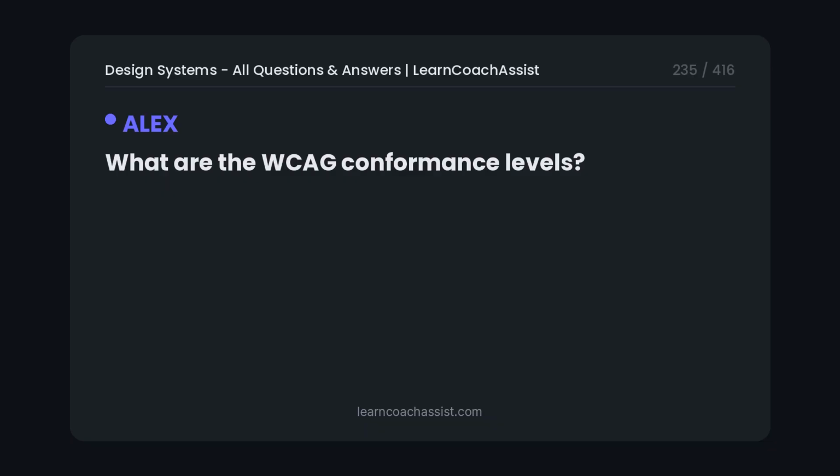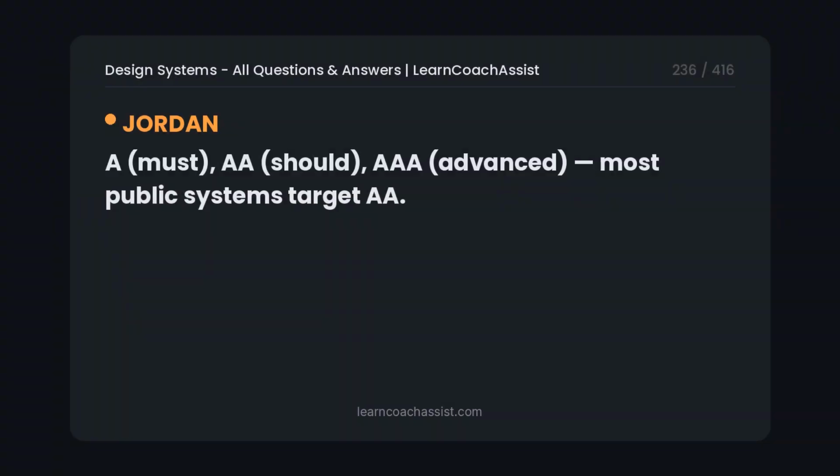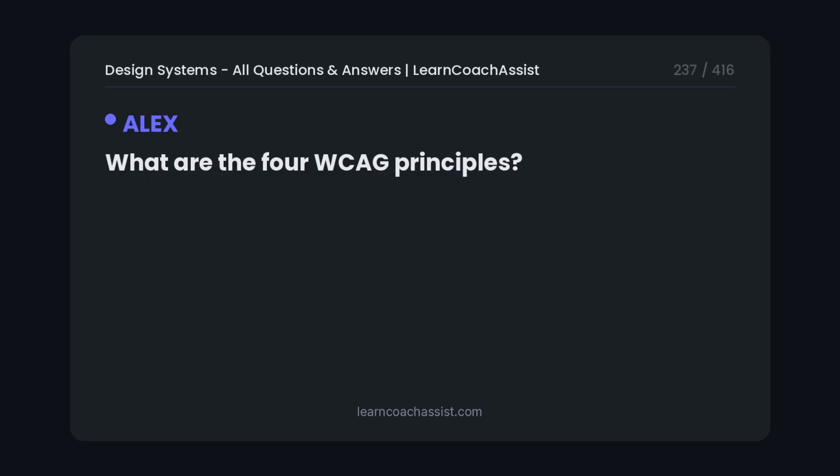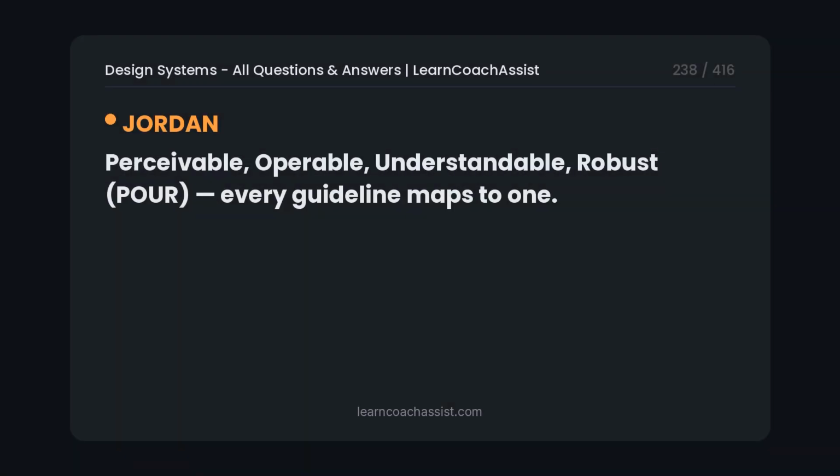What are the WCAG conformance levels? A, must. AA, should. AAA, advanced. Most public systems target AA. What are the 4 WCAG principles? Perceivable, operable, understandable, robust, POUR. Every guideline maps to one.